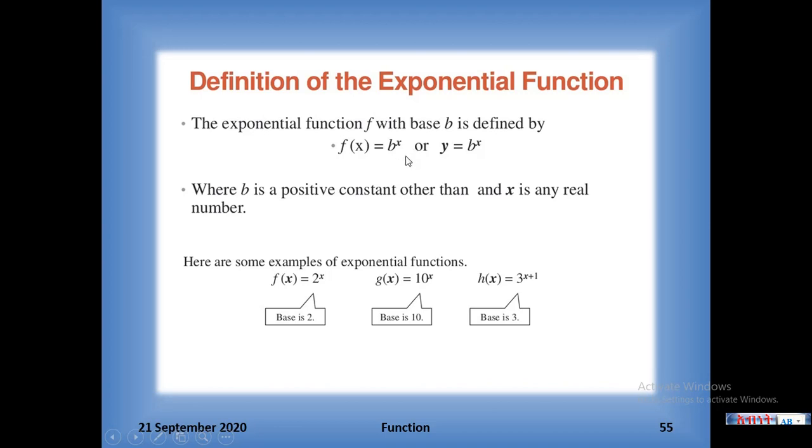squared, with b to the power of x, or y is equal to b to the power of x, minus 2 squared will be what? 4. 2 squared will be what? 4. So what is the reason? b is a positive constant. Please refer to it. x is any real number, by the way.